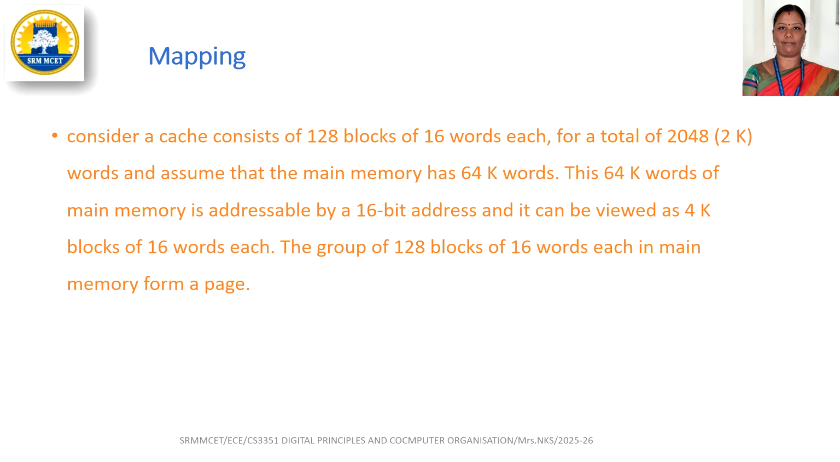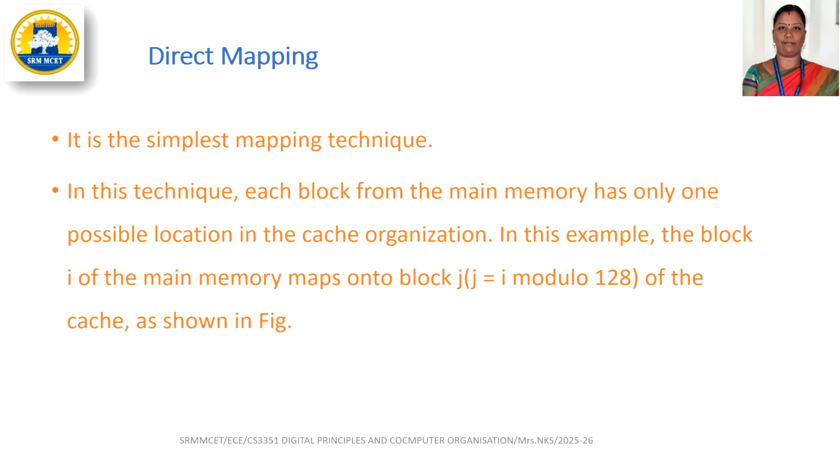To discuss this, consider a cache consisting of 128 blocks of 16 words each, for a total of 2048 words, and assume that the main memory has 64K words. The 64K words of main memory are addressable by a 16-bit address, and it can be viewed as 4K blocks of 16 words each. The group of 128 blocks of 16 words each in the main memory forms a page. So first, we will discuss direct mapping.